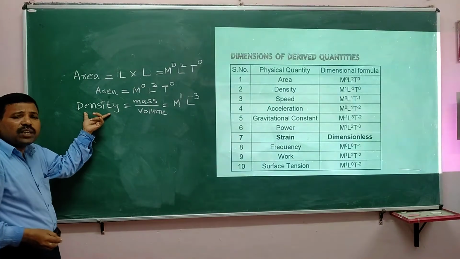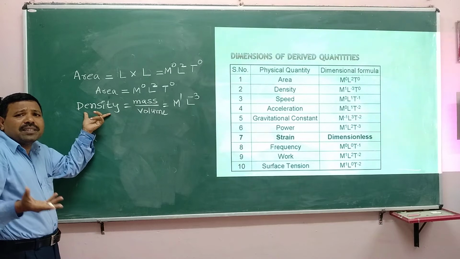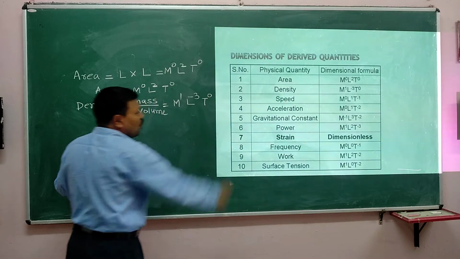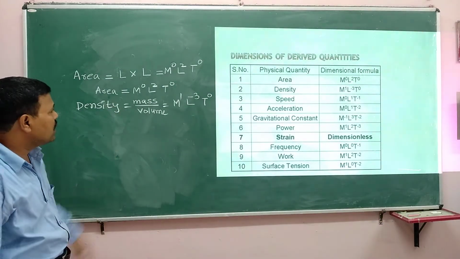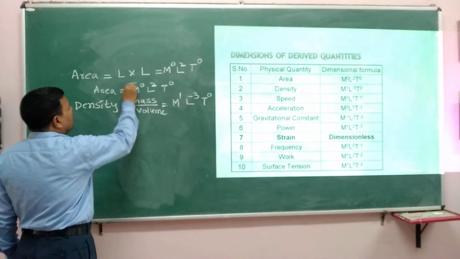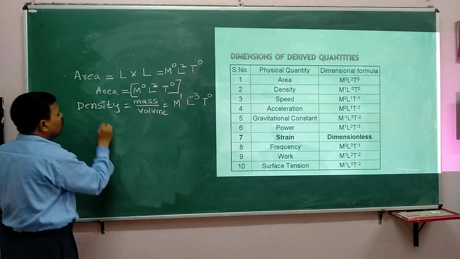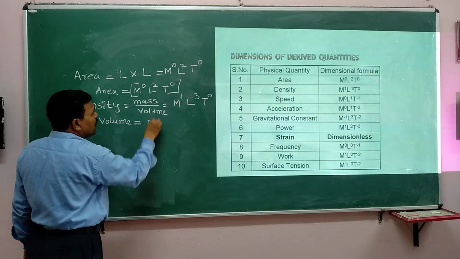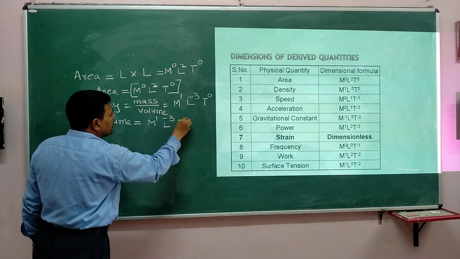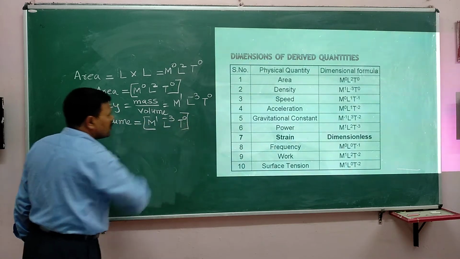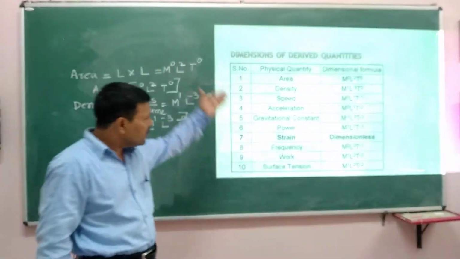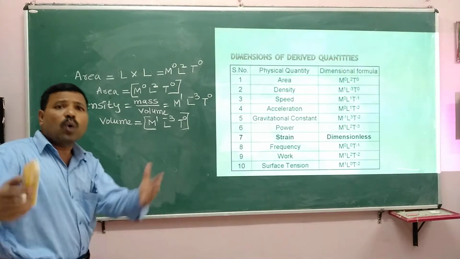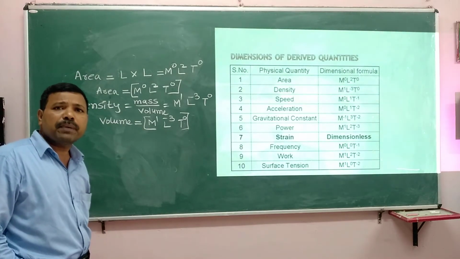Then the density does not depend on time. Therefore, I can write T raised to 0. This is the dimensional formula of density: M raised to 1, L raised to minus 3, T raised to 0. Similarly, we can write the dimensional formula of any physical quantity. Say for example, speed. How do we write the dimensional formula of speed?